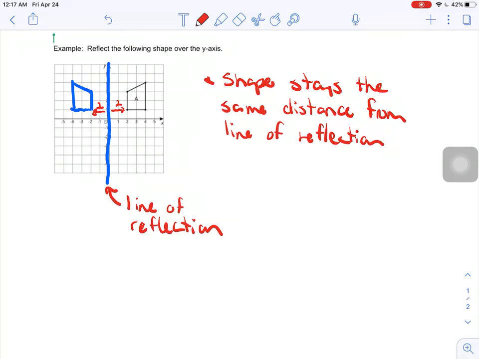If I had wanted to, I could have reflected this the other way too. This problem has us reflect over the y-axis. If I really wanted to, I could reflect this over the x-axis. I could put my fold line right there. If I folded this side of the graph onto the other side of the graph, my shape would end up right there. So you can fold, flip, reflect, all the same thing, different words for the same thing. You can reflect on a graph over the y-axis or over the x-axis. Those are natural fold points or lines of reflection.